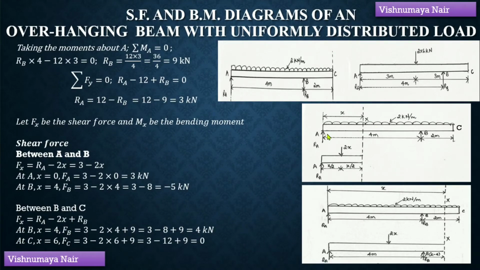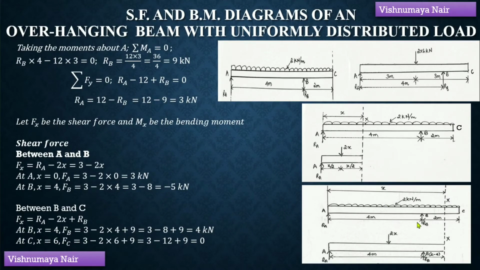Now, we have obtained the variation of shear force between the points A and B. In order to find out the variation of shear force between the points B and C, let's consider a section between these 2 points like this. Let this section be at a distance of x meters from the end A. The shear force at this section can be found out by considering either the left portion of the section or the right portion of the section. Let's consider the left portion of this section.